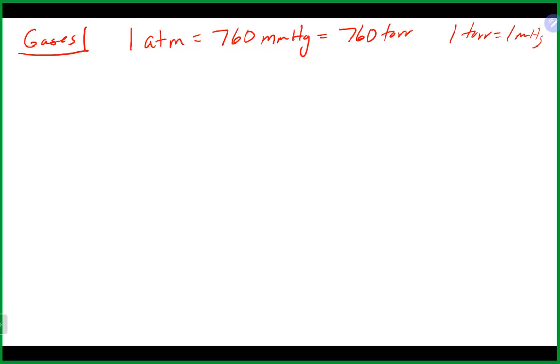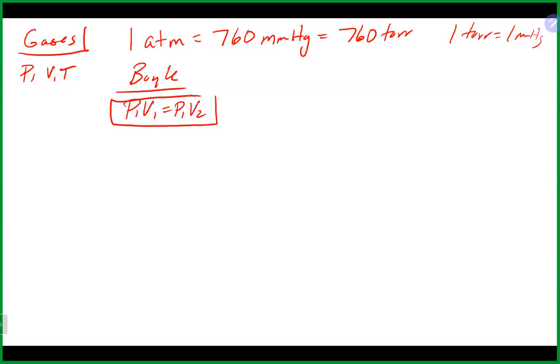Pretty much there's three variables that we've been talking about: pressure, volume, and temperature. And the gas laws relate to these. We saw our friend Boyle, who looked at the pressure and volume relationship at constant temperature. And again, what we saw was as the pressure goes up, the volume goes down, and vice versa. As the pressure goes down, the volume goes up.